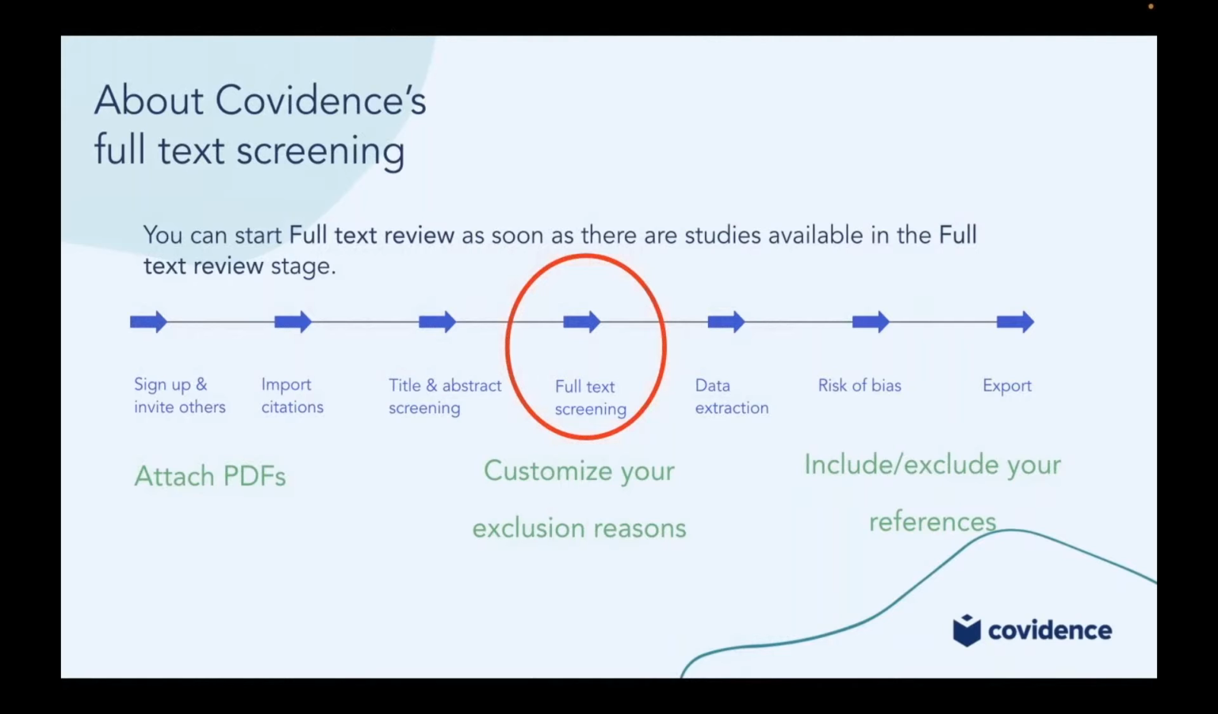So the focus of our session today is the full text screening stage of the review workflow. Studies move automatically through the review process as they're voted on. If reviewers vote to include studies at the title and abstract stage, then they're going to appear in the full text review.